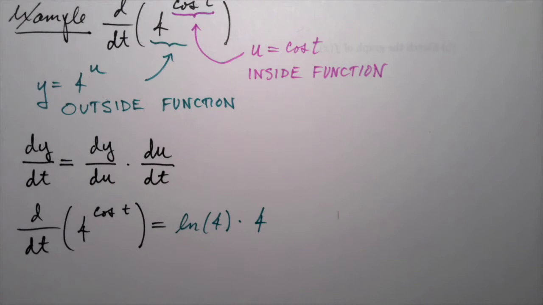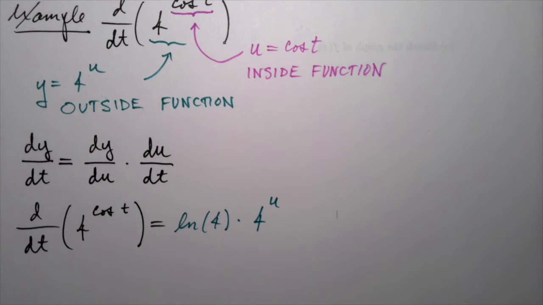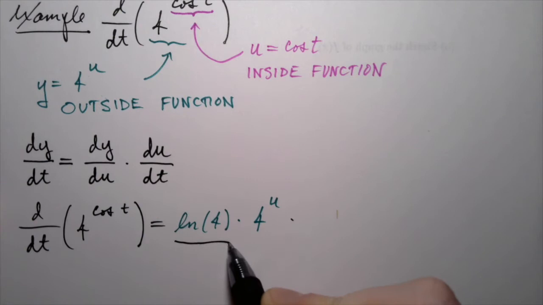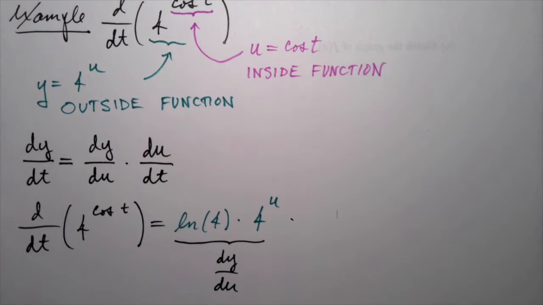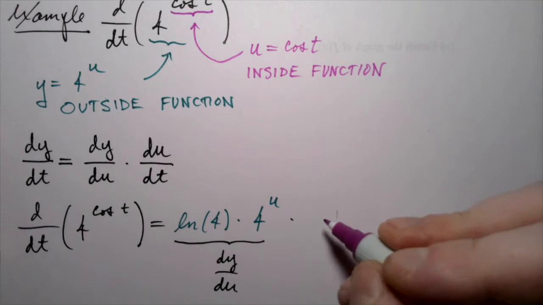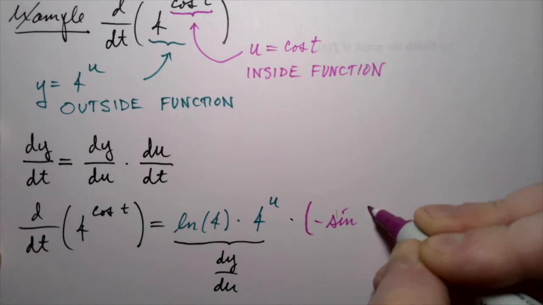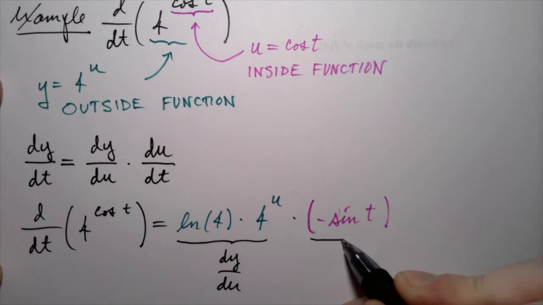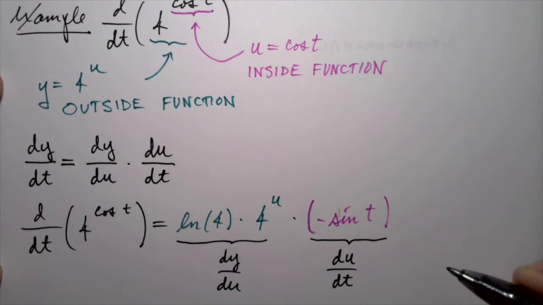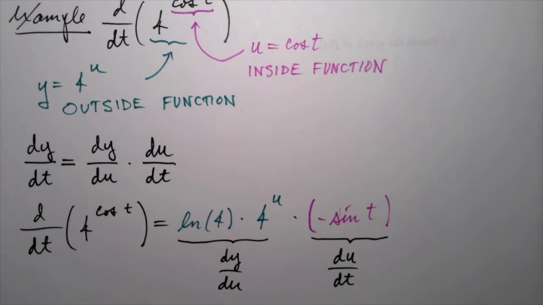Now at this point, I could write 4 to the u, and actually, why don't I do that? That is the derivative of 4 to the u. We'll plug in for u in the next step. So that right there, that's the first part. That's the dy by du. And next up, we're going to multiply by the du by dt. U is cosine of t, right? So we need to multiply by the derivative of cosine. The derivative of cosine is minus sine. So that multiplication, that is multiplying by the du dt term. So I'm using the same formula as before. I've just plugged in for these two derivatives.